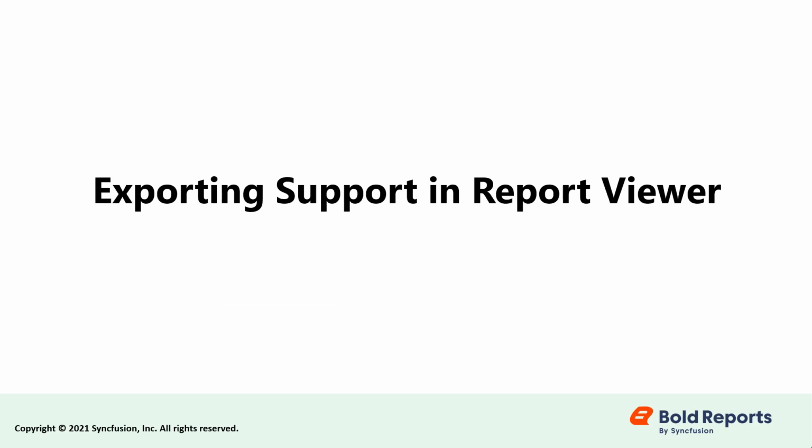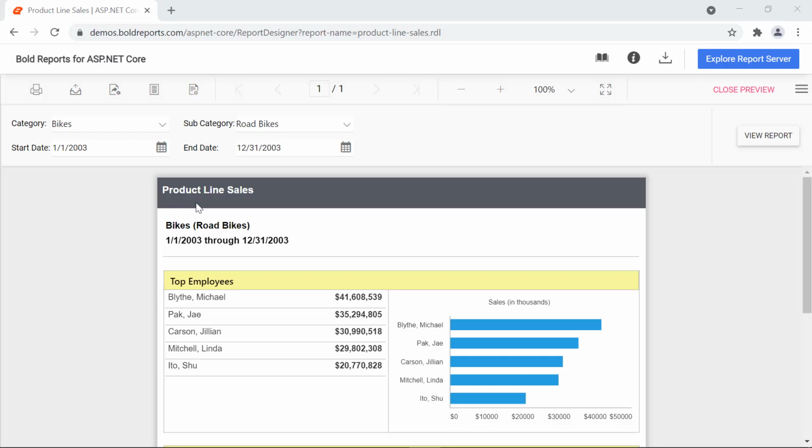Let's look at a new feature added to the exporting support in the report viewer. In previous versions of the ASP.NET Core Report Viewer control, PowerPoint and HTML exporting were not supported for reports. In Bold Reports version 3.1.31, we have added support for this. To export a report to PowerPoint or HTML, open the report in the ASP.NET Core Report Viewer control.